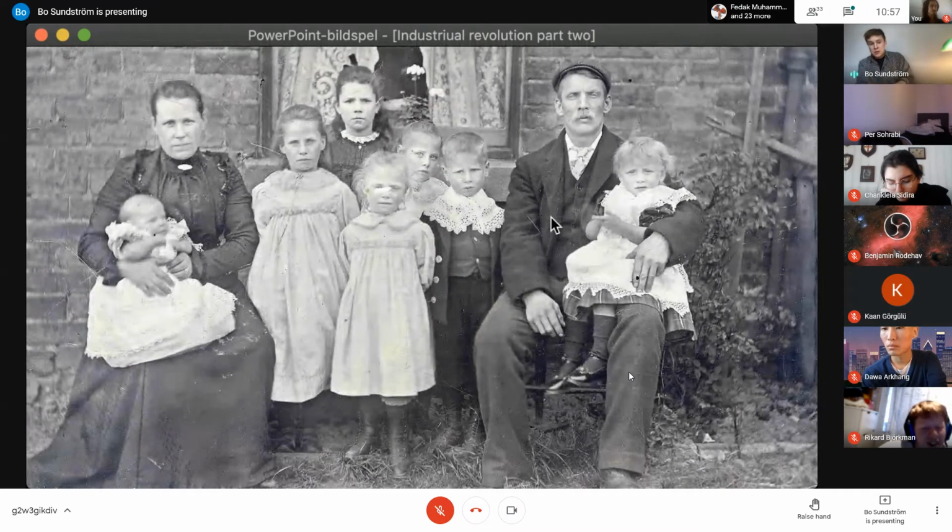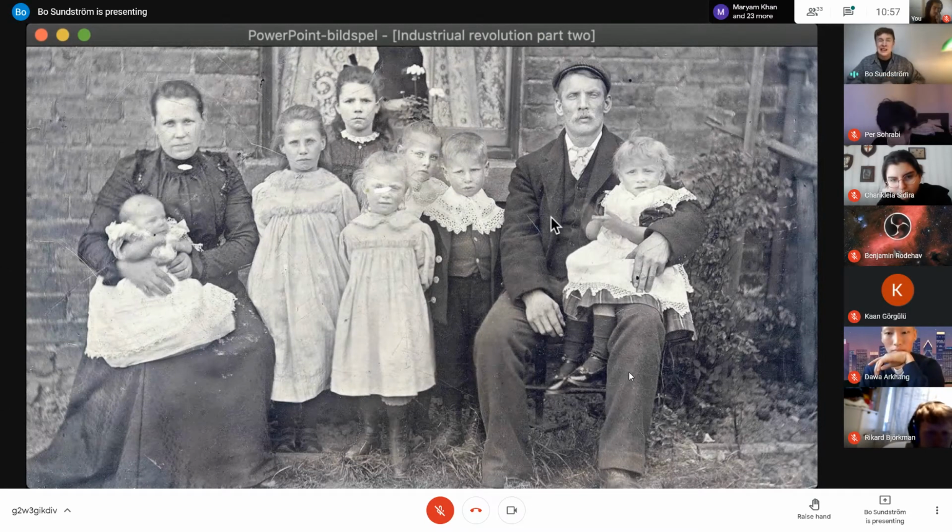Another example of this would be the idea of the family that we're familiar with today. Perhaps a mom and a dad, at least two parents, and then a couple of kids. Today, three or two would be the standard in Sweden. But before industrial society, when people were living on farms, the families were a lot bigger.